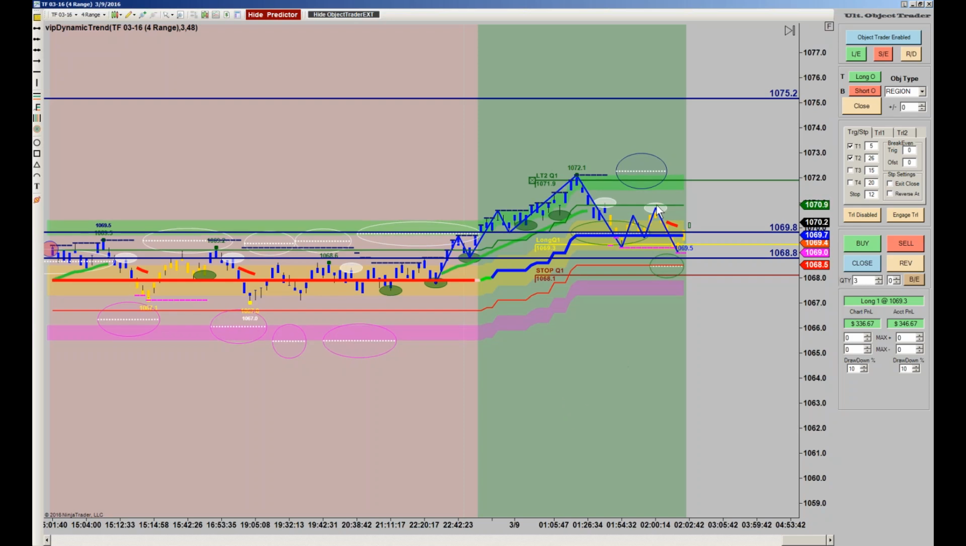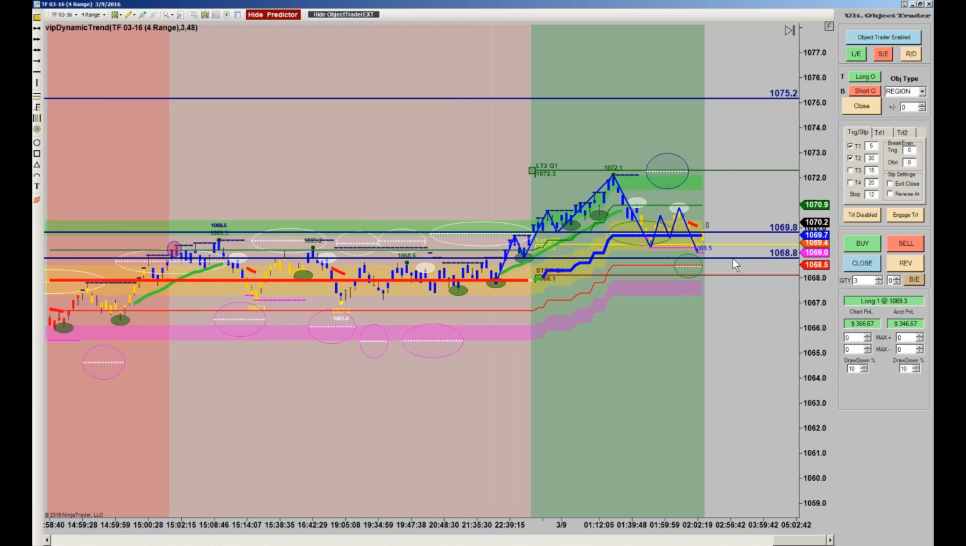That lost one of my targets. But anyway, we've got the trade. I'm going to go ahead and tighten that right underneath that swing. Exit on close, just like we teach it.